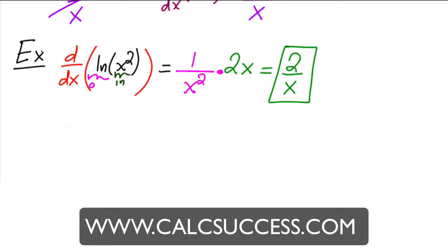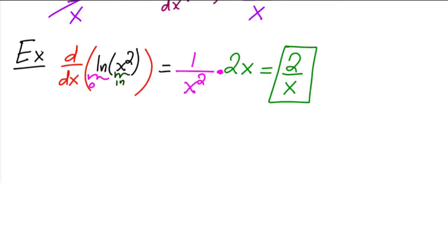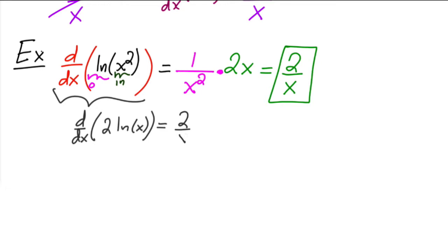Now you also might have noticed, I don't know if you thought of this or not, but by the laws of logarithms, you can bring the 2 out in front. This is the same as saying the derivative of 2 natural log of x. And notice that if you get the derivative of this, you would also get 2 over x. This one uses the laws of logarithms and not even the chain rule at all. So that was an option in that case. Okay, so let's do another example.